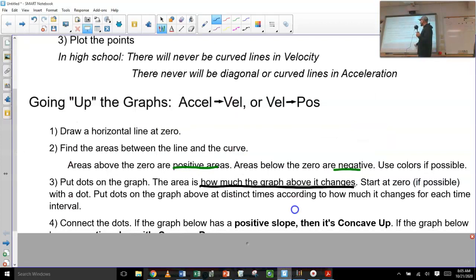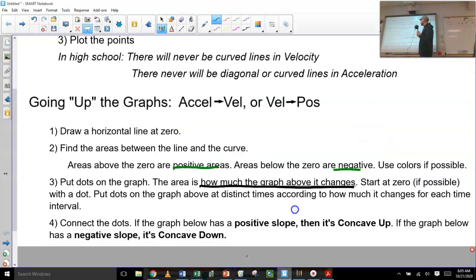Lastly, I'm going to connect the dots. If it's a positive slope, then you have concave up. And if you have a negative slope, it's concave down. I used happy face and sad face. Concave up is happy. Concave down is also known as sad. I wanted you to see these two terms because you're going to see them in math as you go on in pre-calc. Concave up and concave down, we call that concavity, and I'll show you what I mean over here.